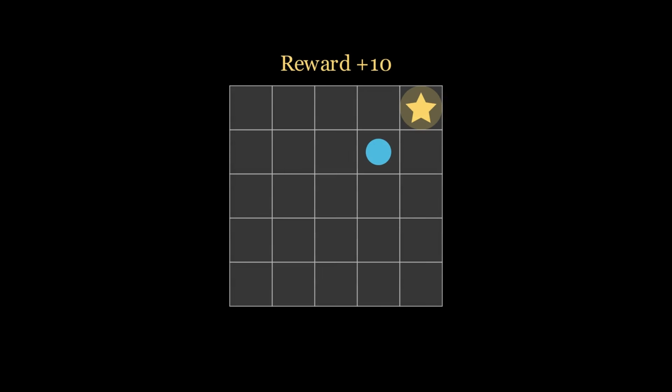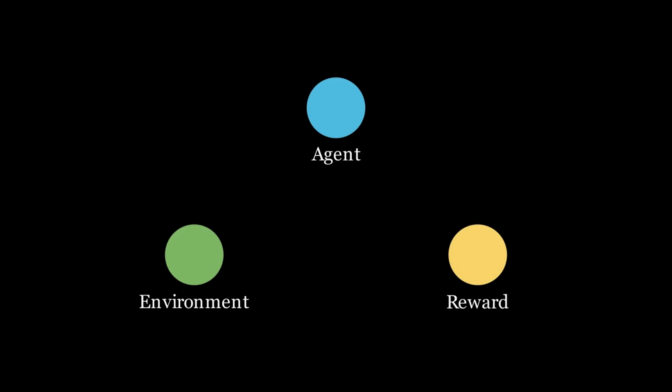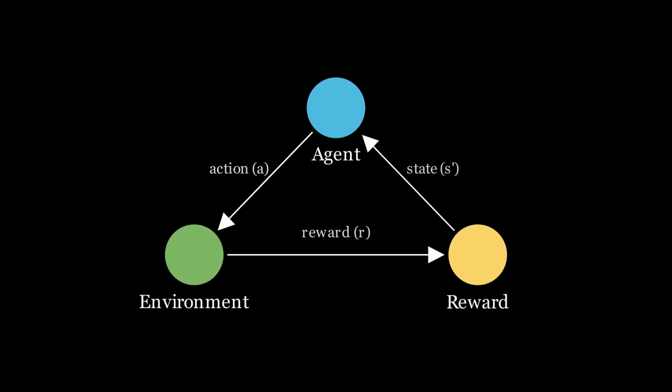That's the basic idea behind reinforcement learning. An agent explores an environment, takes actions, and learns from the rewards it receives. Let's look at this more carefully. We have an agent, and we have an environment, and there are rewards. The agent takes an action in the environment. The environment responds with a reward. And it also tells the agent what state it's in now. This cycle repeats over and over. Observe, act, receive a reward, improve. That's the reinforcement learning loop.